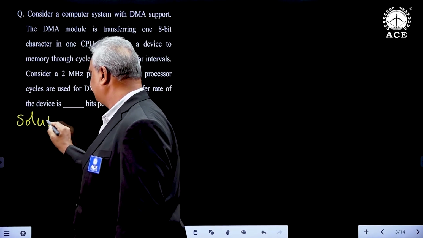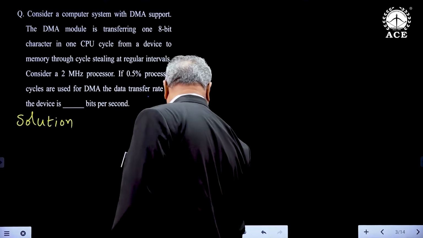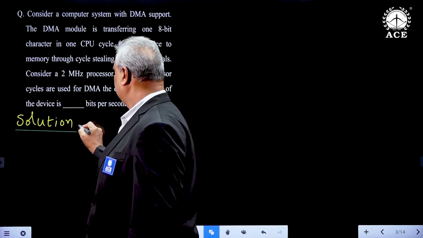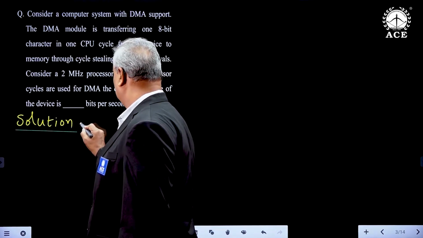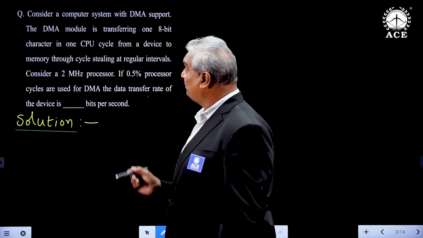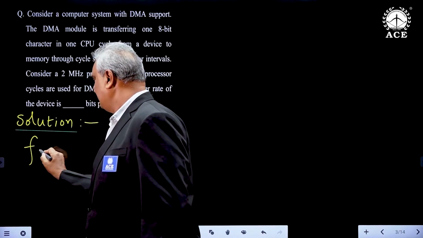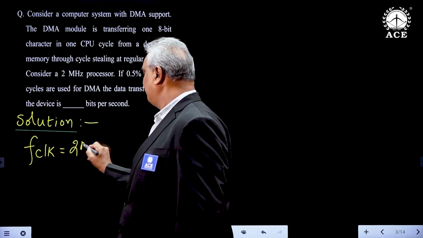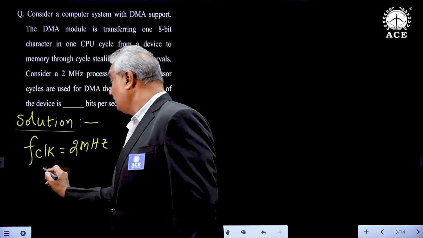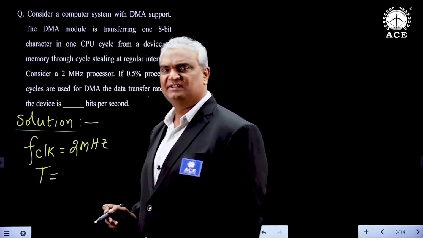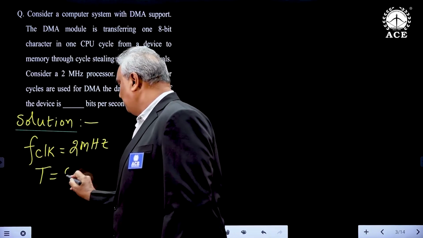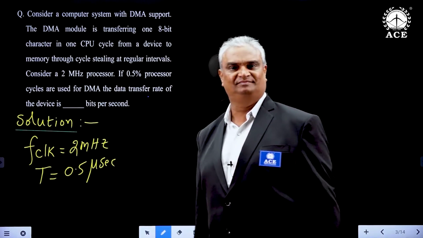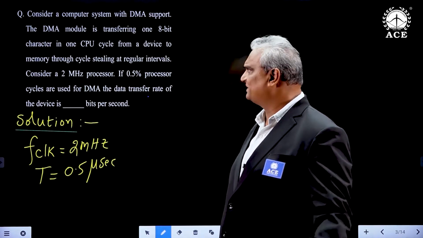Solution is like this. What about the processor clock frequency? He gave 2 MHz. Then, what about the clock cycle time? T means 1 by clock frequency, nothing but 0.5 microsecond. 1 by frequency gives the time cycle.